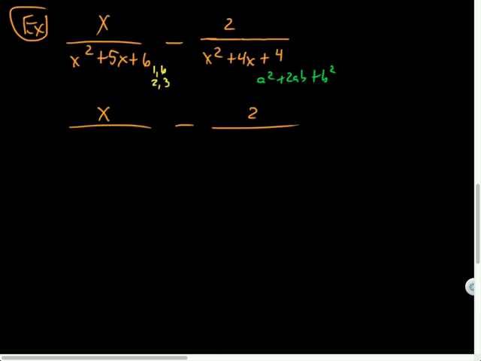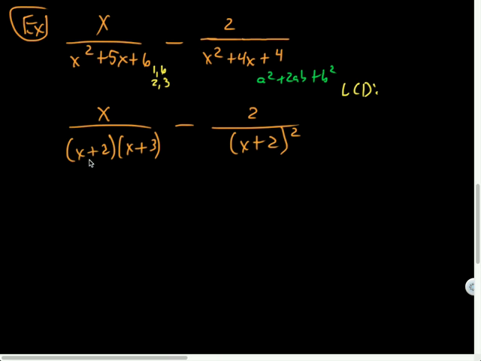But let's factor these. So this denominator, I'm going to have an x plus 2 and an x plus 3. We'll figure out those signs first. Plus plus, right? I think you guys agree. And this one I can factor to be x plus 2 all squared. So they're factored. Question: what is the LCD between those ones there?